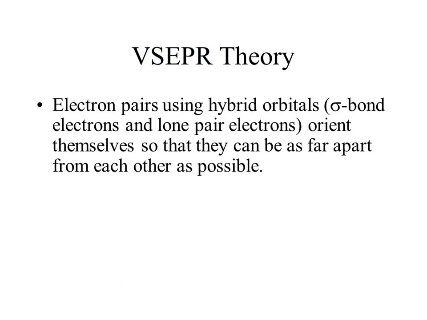Valence shell, electron pair, repulsion theory. Nice ring to it too. Valence shell, electron pair, repulsion theory. I call it Vesper, which is not really right because the S and the E are in the wrong order.